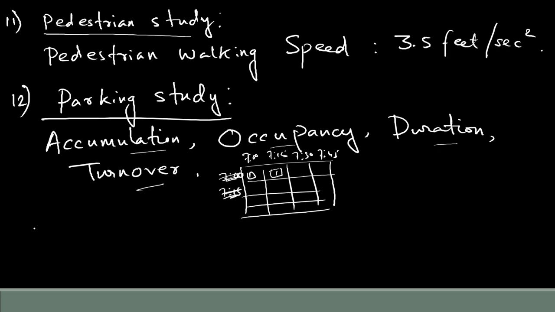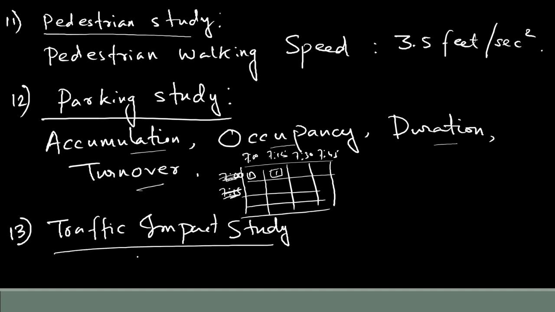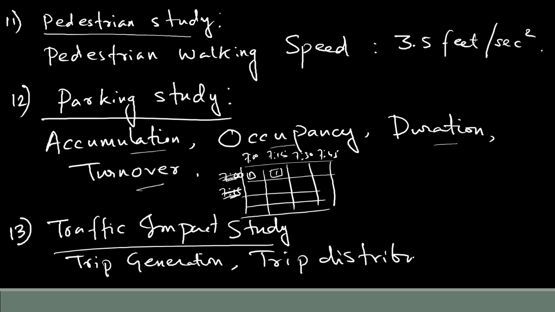Number 13, which is important from a traffic operations point of view, is the traffic impact study. You need to know what a traffic impact study is, why we do it, and what bypass cars are. Then trip generation, trip distribution, and assignment. These are very important for your PTOE also.